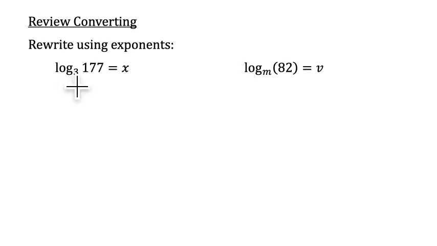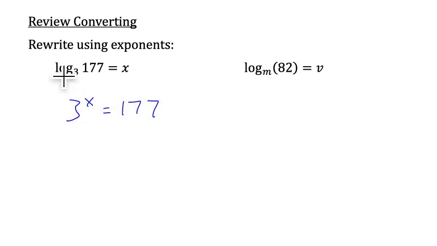So here we have log base 3 of 177 equals x. We're going to rewrite that with exponents instead of logs. Now the base number stays the same. Remember we said log base 3, so the base number is 3. The log equals the exponent, so the x will be the exponent. And then that equals 177.